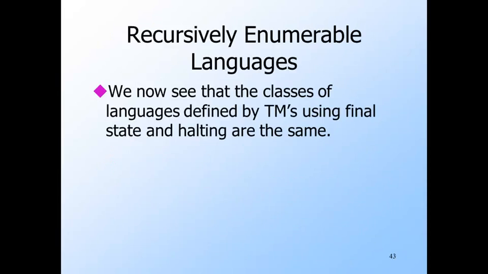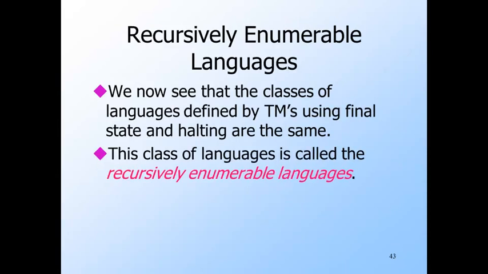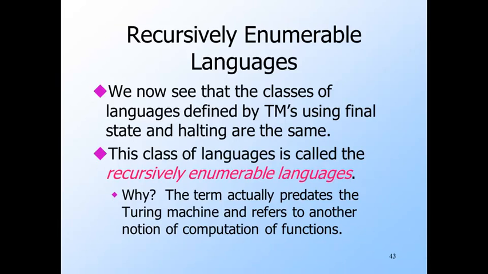We now have a proof that the class of languages accepted by Turing machines using final state is the same as the class of languages accepted by Turing machines using halting. The name for this class of languages is the recursively enumerable languages. You might rightly wonder where this name came from. It actually predates Alan Turing's paper describing Turing machines, and it refers to an earlier notion of anything we can compute. I'm not going to say more about that.